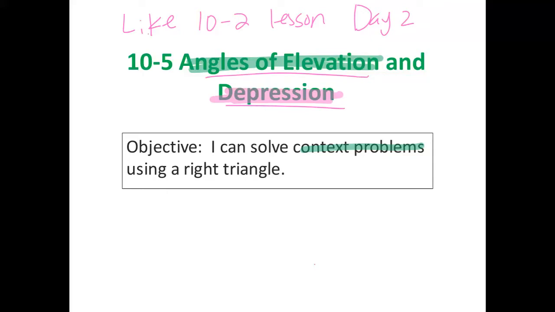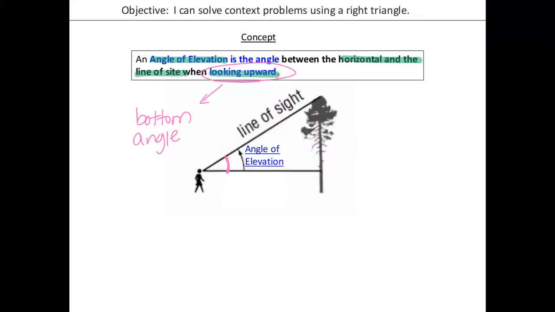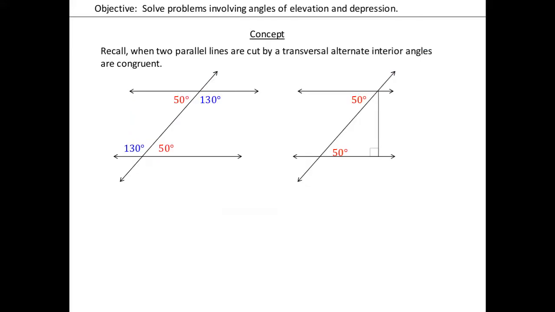So angles of elevation we learned were the angle between the horizontal line and the line of sight when you're looking upward. As we're looking upward, the angle that's created with the horizontal is called the angle of elevation. So it's usually the bottom angle in the triangle. But today we're going to learn about angles of depression. But before we get to that, we need to go over the new concept.